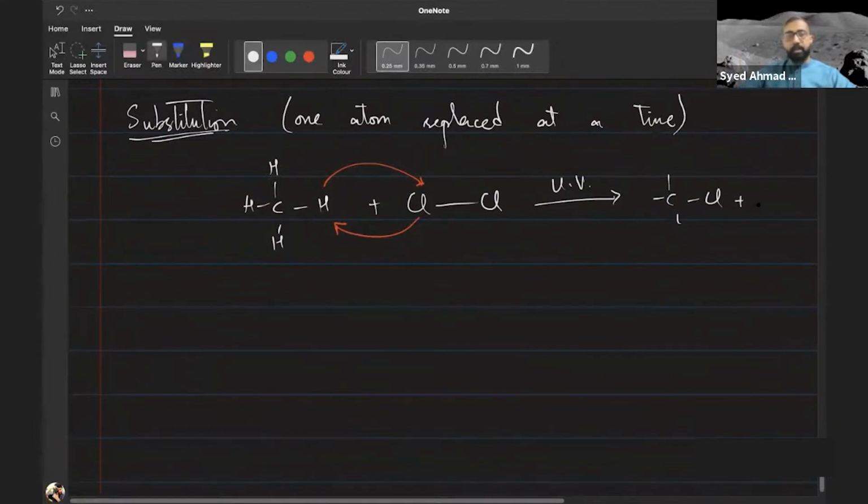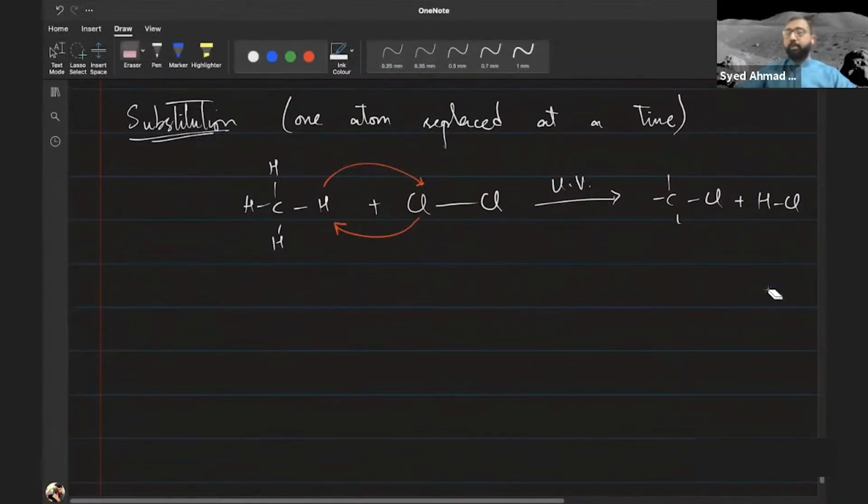इसकी जगह क्लोरीन आ जाएगा और HCl बन गया, क्योंकि रिप्लेसमेंट जरूरी है. ऐसा नहीं हो सकता कि आपके पास दोनों क्लोरीन बन जाएं इकट्ठे और हाइड्रोजन बन जाए. ऐसा नहीं हो सकता. You need to replace one hydrogen with one chlorine at a time.